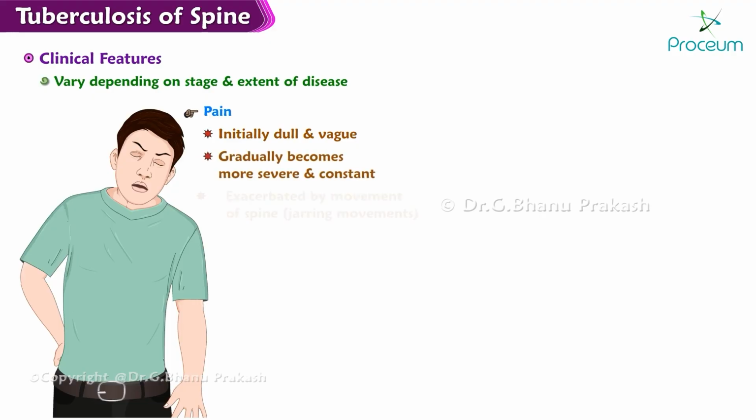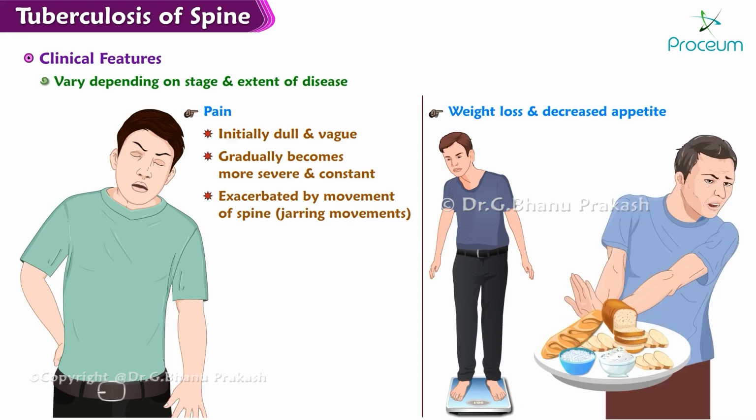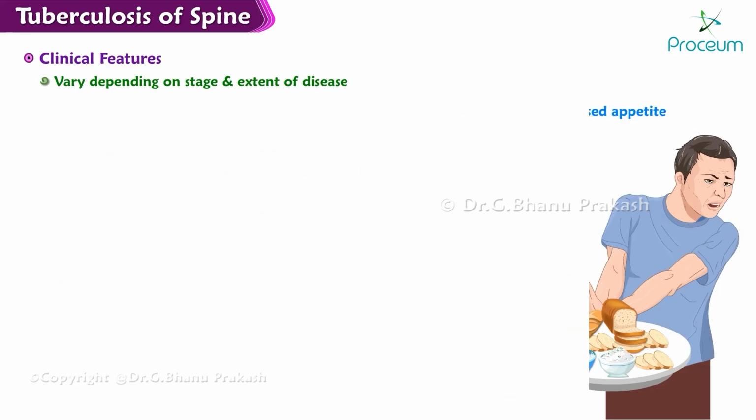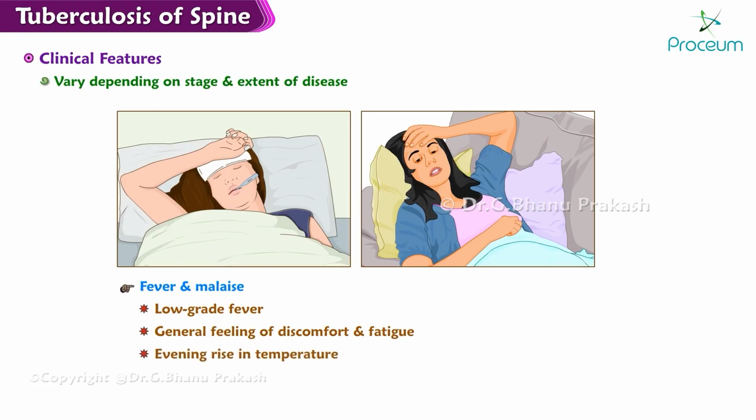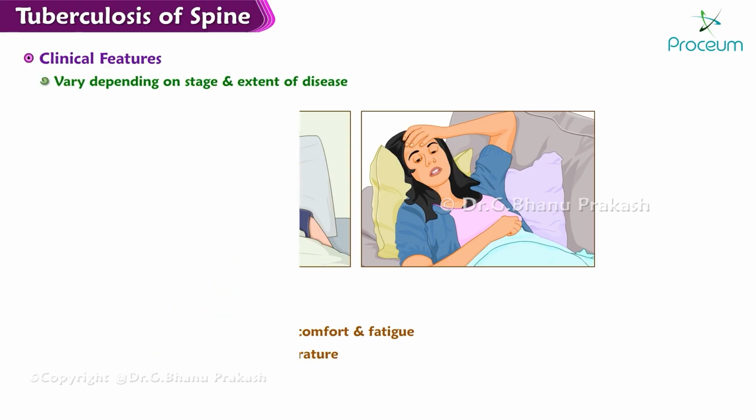The pain is typically exacerbated by movement of the spine, especially jarring movements. Weight loss and decreased appetite. Patients with spinal tuberculosis often experience unintentional weight loss and a loss of appetite. Fever and malaise. Patients may have a low-grade fever, along with a general feeling of discomfort and fatigue. The temperature may show an evening rise, and night sweats can occur.